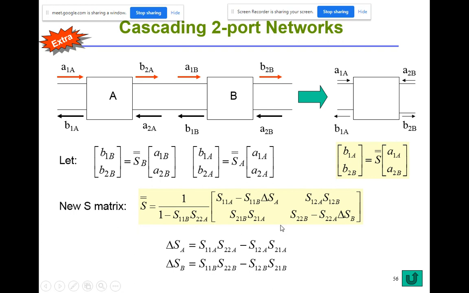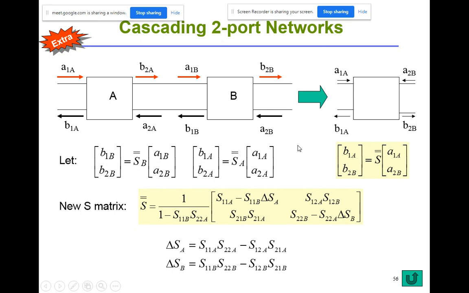But this is not so convenient because at any one time you can only work with two blocks. Suppose you have 10 blocks, what do you do? You need to work on the first two blocks, find the S matrix, and then use this matrix to work with the next block, find the S matrix, and then work with the next block to find the S matrix. Not so convenient, isn't it? All right, compared to the ABCD matrix. But there is another way.